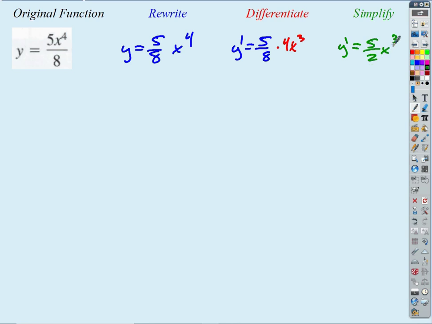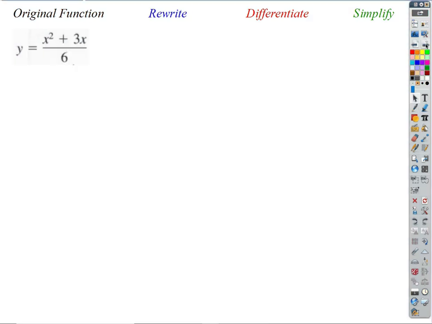The important moral of the story being, we never apply quotient rule if there's a constant on the bottom. Never use quotient rule if there's a constant on the bottom. Totally unnecessary. Would it work? Yeah. On a paper and pencil test, would I give you full credit? Probably not. I'd probably take a little bit off, because it's not the best way to do it.